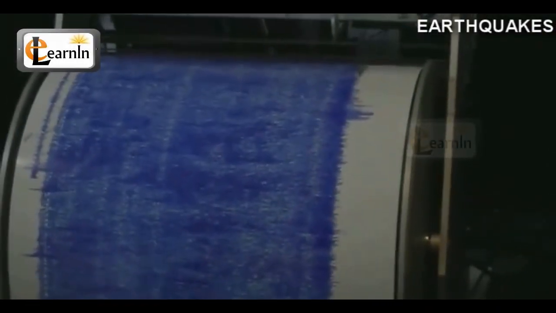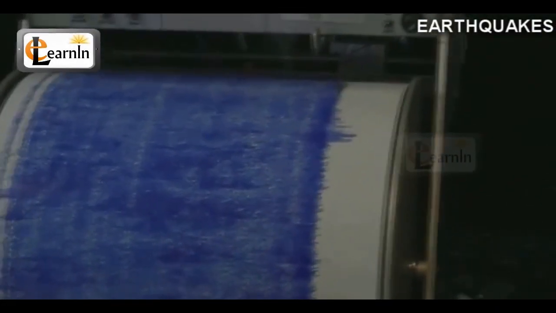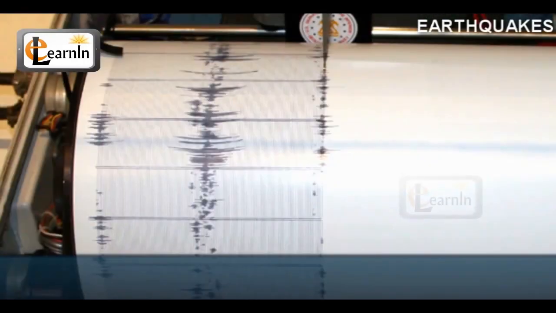The instrument used to detect and record seismic waves is called a seismograph. The recorded material appears like a graph and is called a seismogram.